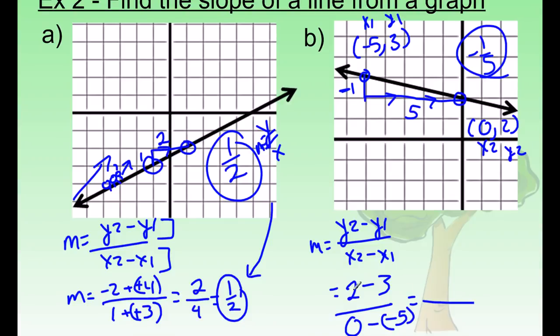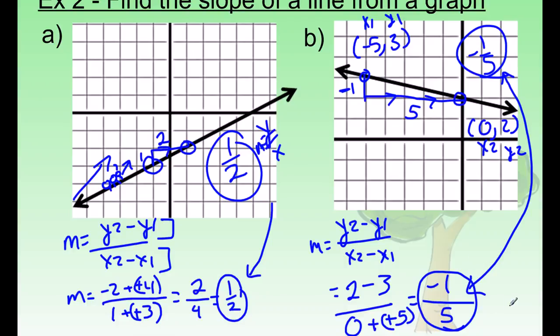And if I do my math here, 2 minus 3 is negative 1. A 0 minus a negative 5, which turns into a plus, is positive 5. And would you look at that? We got the same answer. We have the same slope. So that slope is telling us how slanty the line is. You go from one point to the next, down 1 over 5.